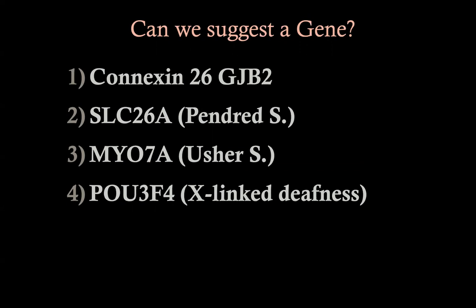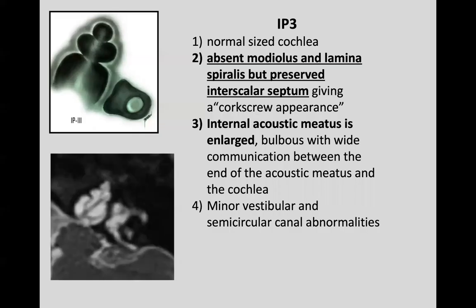So this is X-linked deafness due to this very difficult gene, POU3F4. Doesn't matter. You see this pattern, you check on internet X-linked deafness, incomplete partition type 3, you give your clinician the gene. You don't need any complex genetic analysis. This is pathognomonic. There is only this.